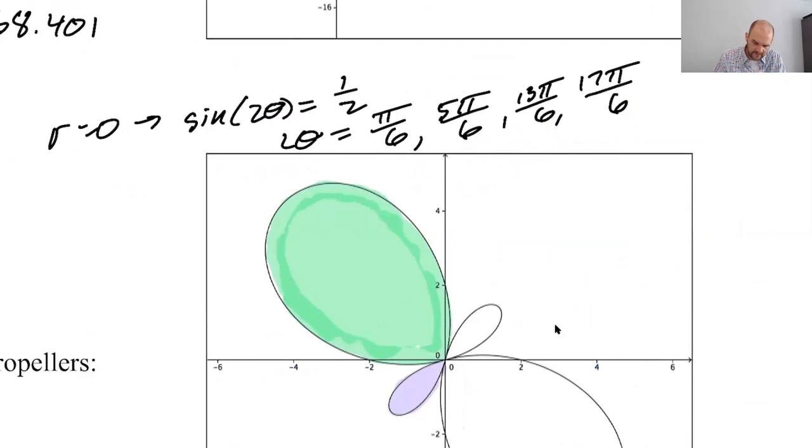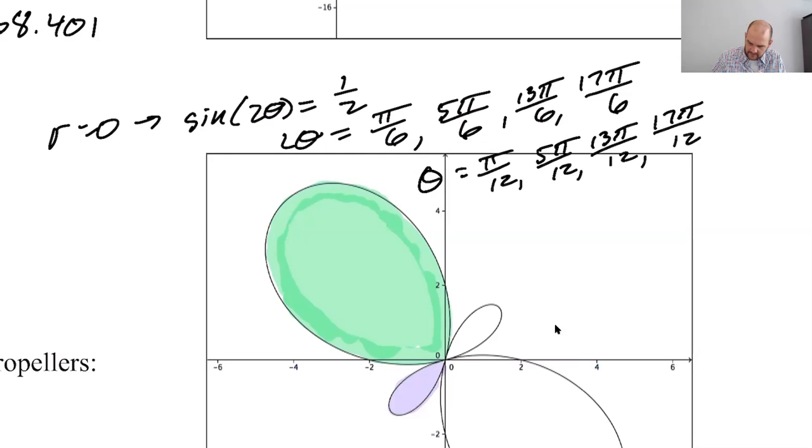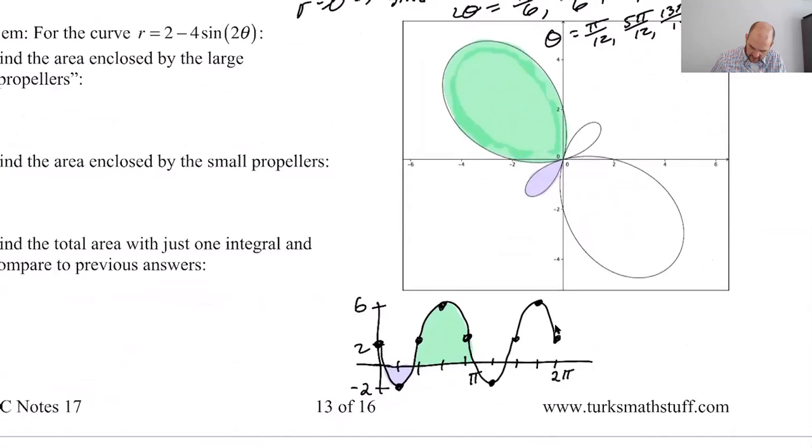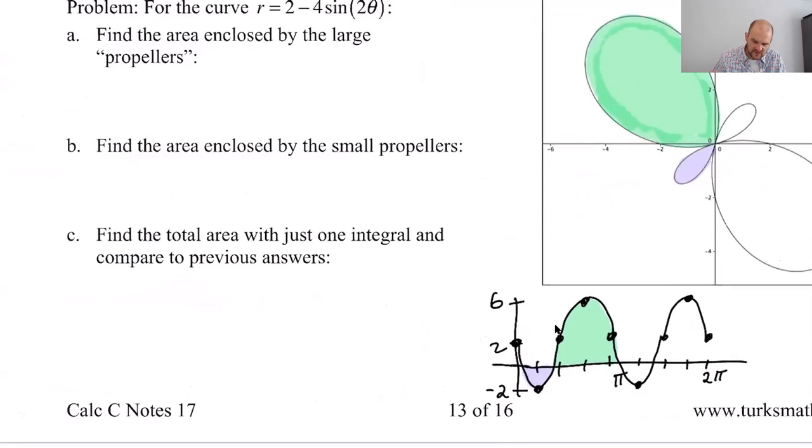You get those, which means that theta is pi over 12, 5 pi over 12, 13 pi over 12, which is a little bit past pi, which makes sense to me, and 17 pi over 12. Okay, so looking down here, this is pi over 12, this is 5 pi over 12. That's a small propeller, so I'm going to do that first.